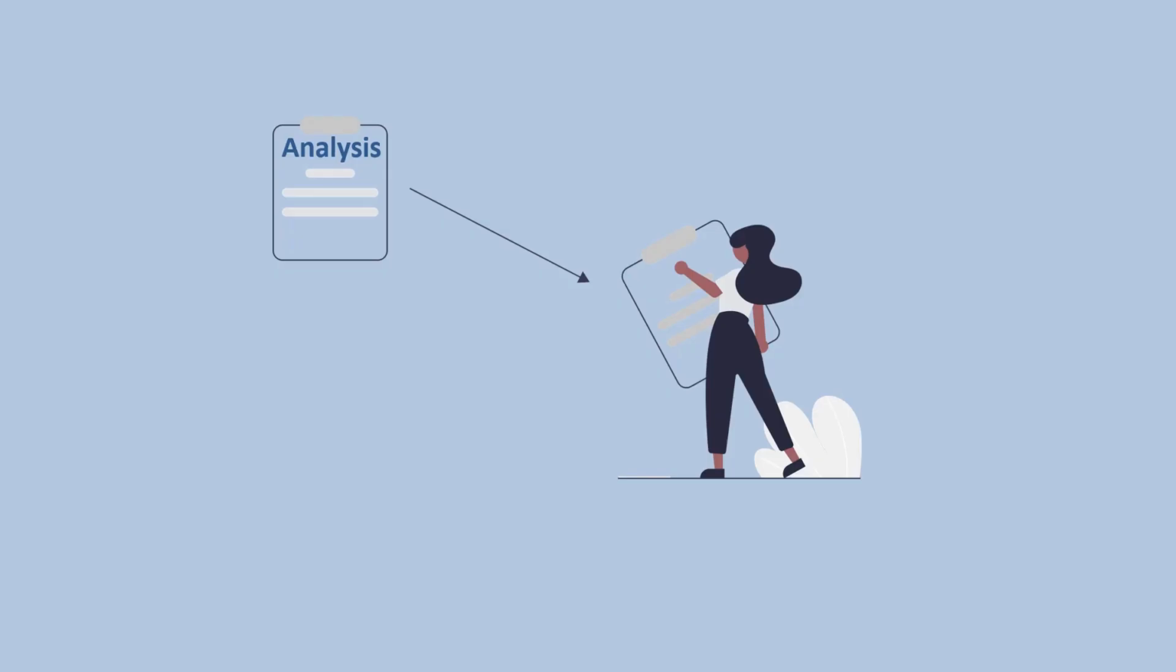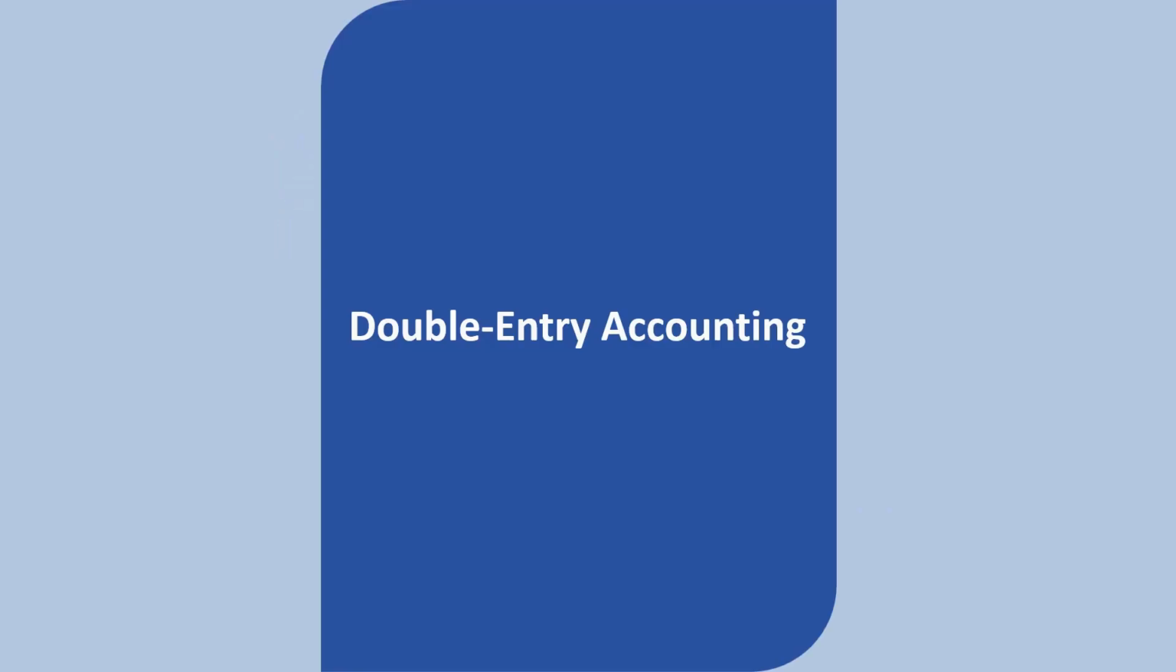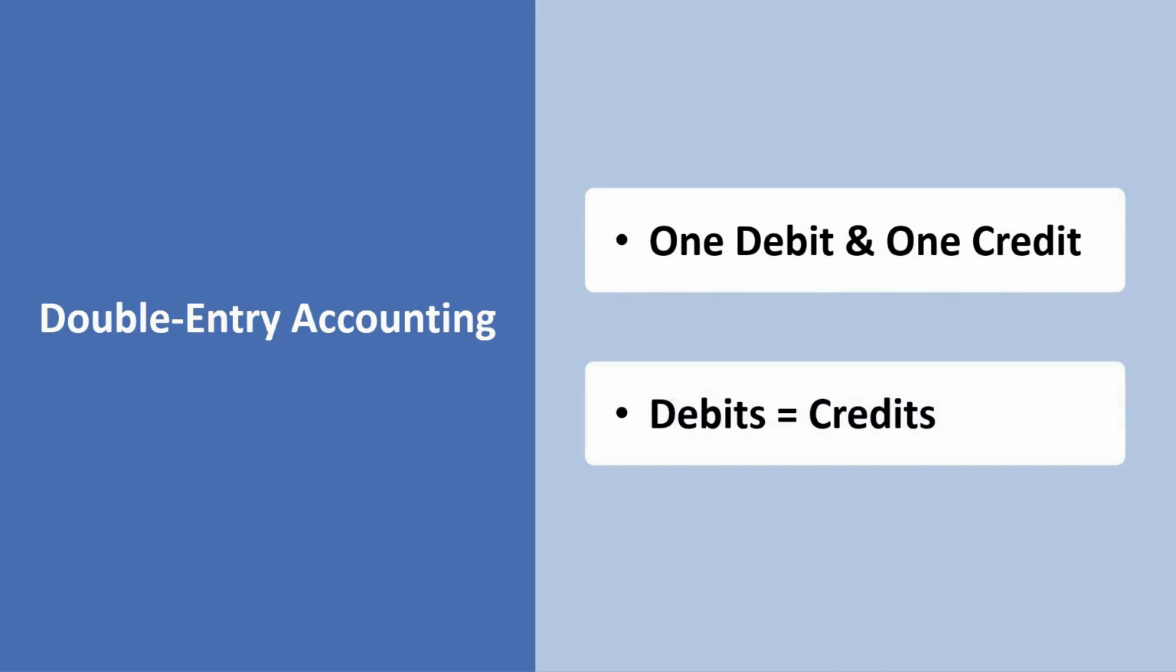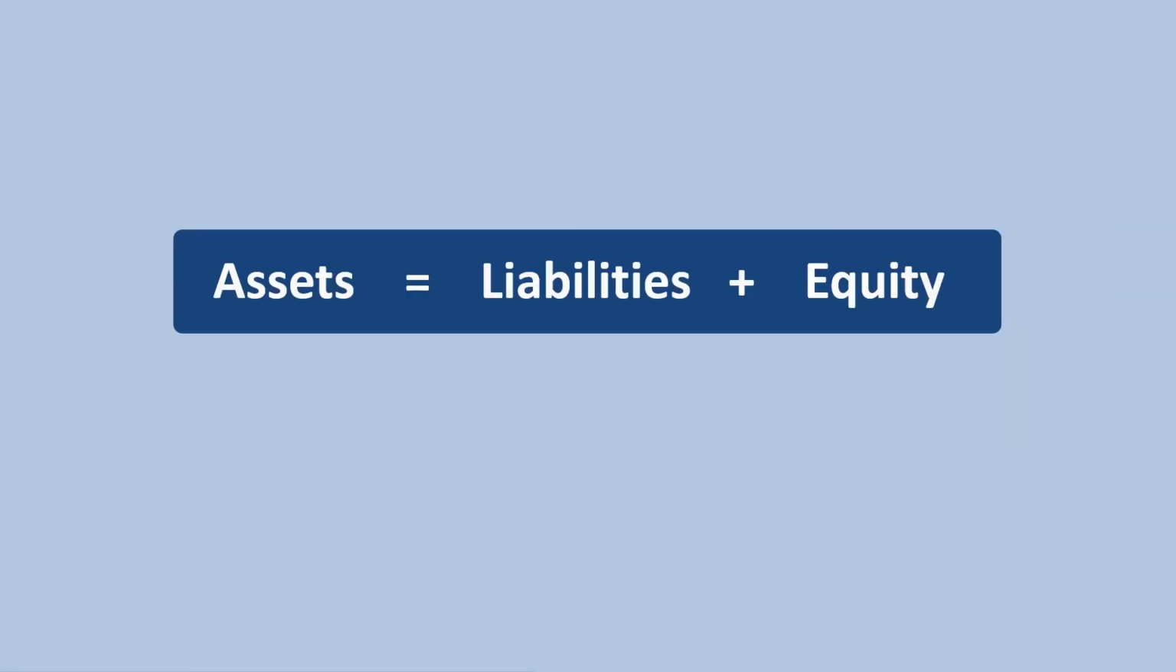After analyzing a transaction, accountants will make journal entries to record them using double entry accounting. Double entry accounting is a method where every transaction involves at least 2 accounts, one debit and one credit. And the sum of debits always equals the sum of credits. Sounds complicated? Think of it as a brilliant way to maintain balance in the accounting equation.